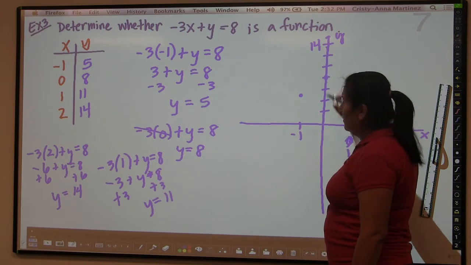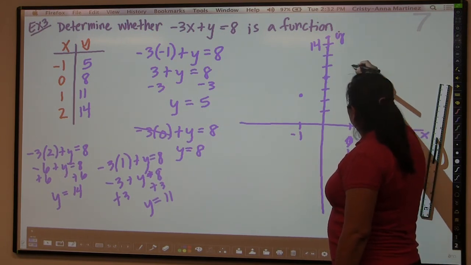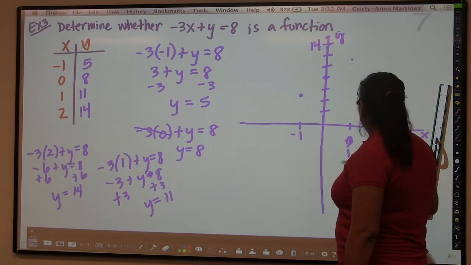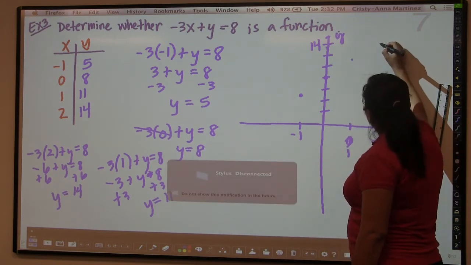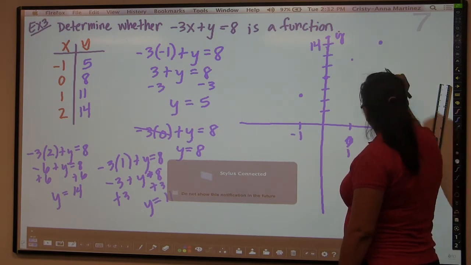Who do you appreciate? Not you. Okay, 1 and 11. 1 is going to be right here. That was 8, 10, 11. And then 2 and 14 is way over here. Oh, come on, pen. Come back to me. Come back to me. There we go.